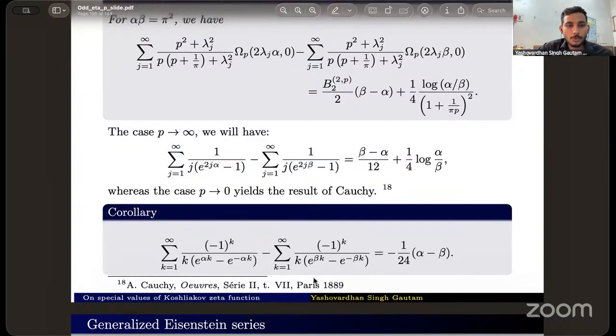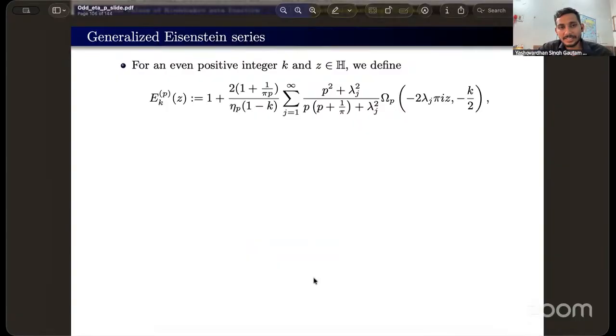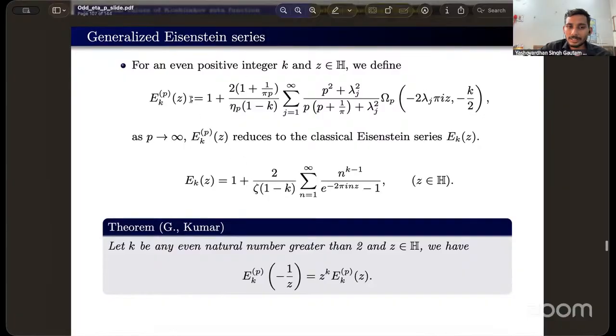Okay, now let's move to the generalized Eisenstein series. So we define E_{k,p}(z) equal to this, where k is a positive even integer. Here we have one other assumption: as we do not know specifically the zeros of the eta_p function in the left half plane, we assume that eta_p(1 - k) is non-zero. Okay. And if we take p tends to infinity, this Eisenstein series in the p variable will reduce to our classical case.